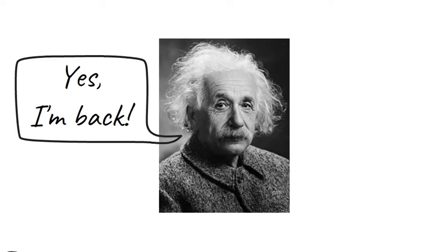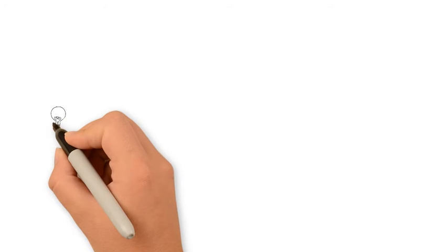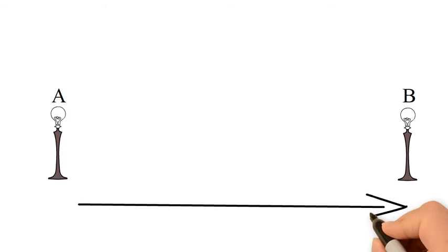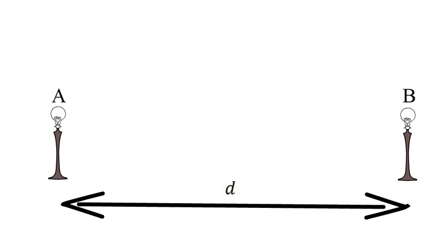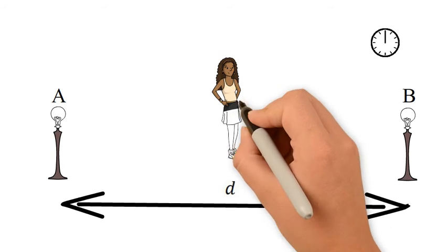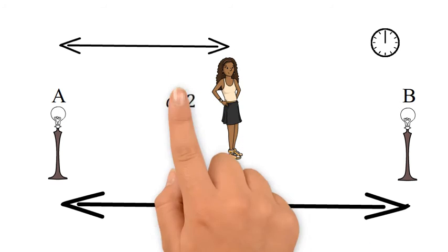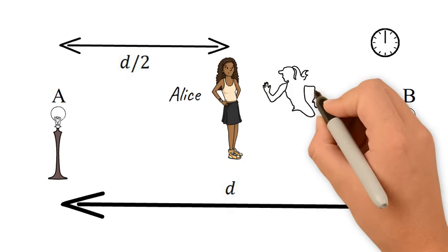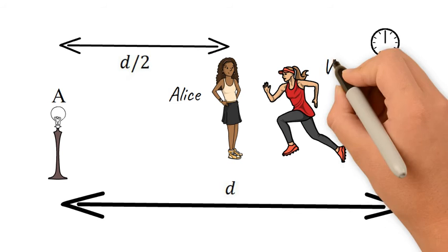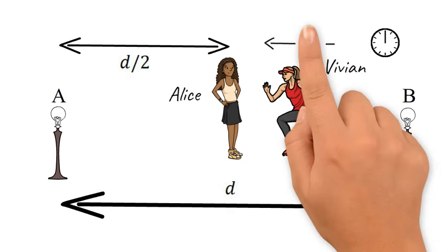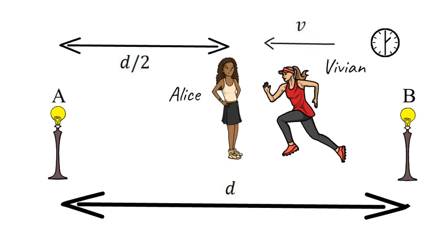Let's think of the following experiment. Suppose that you put two light sources, A and B, separated by a distance d. The sources are identical and are connected in such a way that you can turn them on and off with a single switch. A timer will keep track of the events in the experiment. Then, you ask your friend Alice to stand right at half of the distance between the light sources. Also, you ask your friend Vivian to run from the source B to the source A as fast as she can. At the precise instant when Vivian reaches the position of Alice, you generate a flash of light.